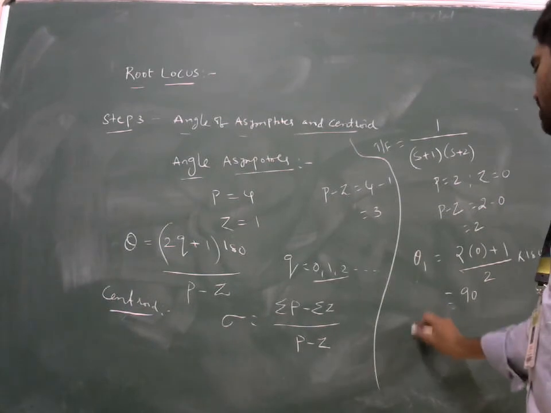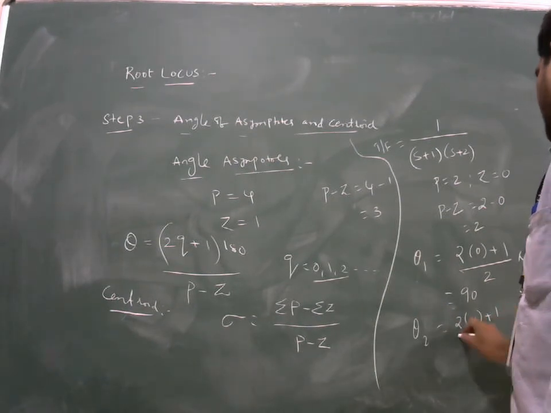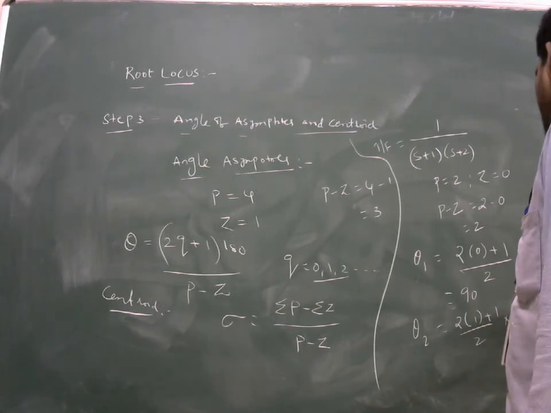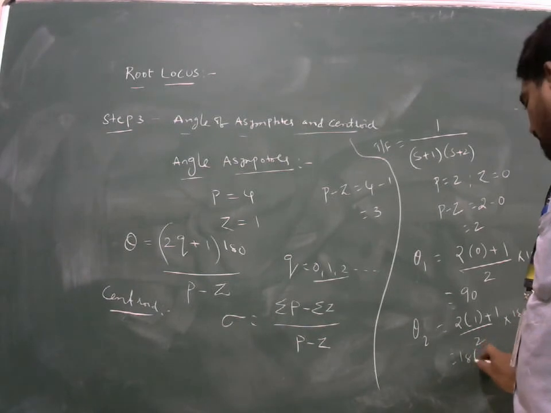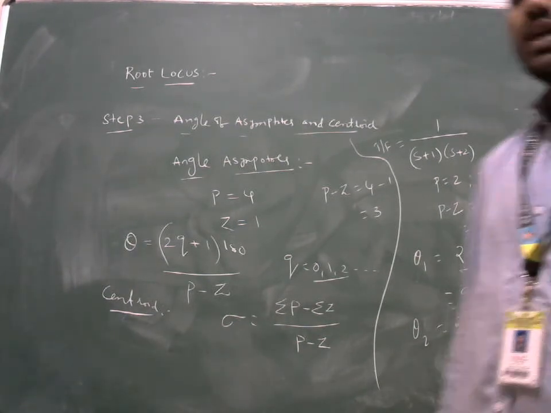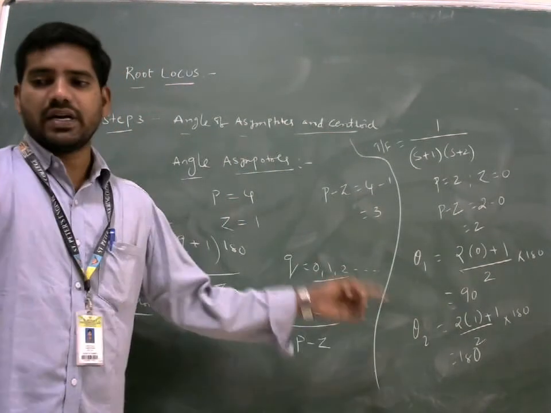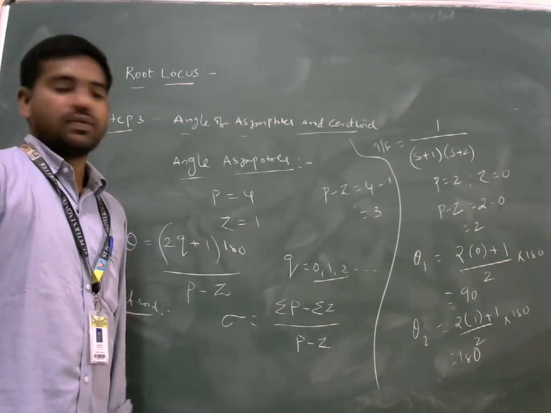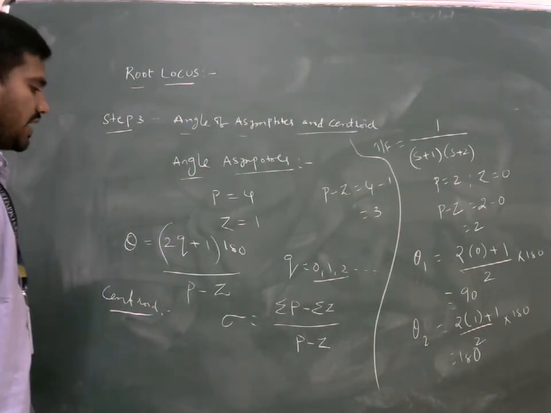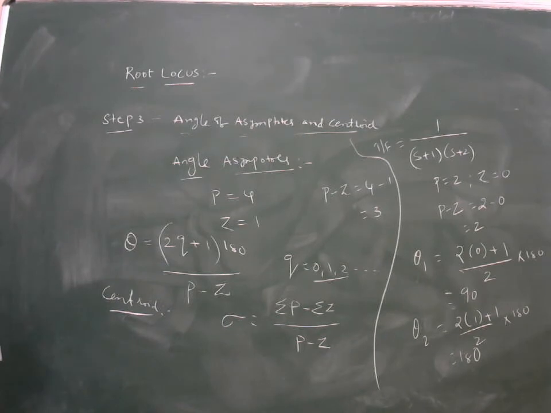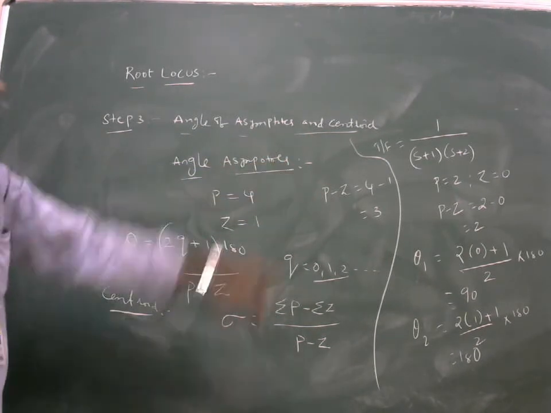Similarly, theta 2 means (2 into 1 plus 1) divided by 2 into 180. We are going to get 180 degrees. That is the two angles of asymptotes, theta 1 and theta 2. The next one we calculated is the angle of asymptotes, theta 1 and theta 2.